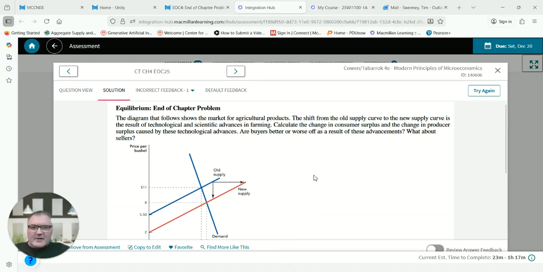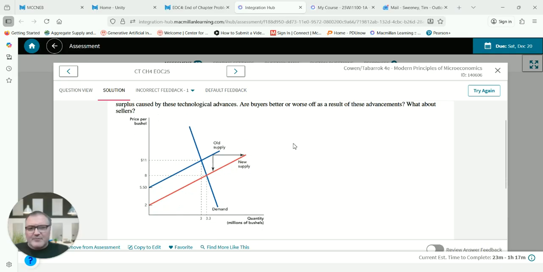Okay, let's run through this. The diagram that follows shows the market for agricultural products. The shift from the old supply curve to the new supply curve is the result of technological and scientific advances in farming. Calculate the change in consumer surplus and the change in producer surplus caused by these technological advances. Are buyers better or worse off as a result of these advancements?